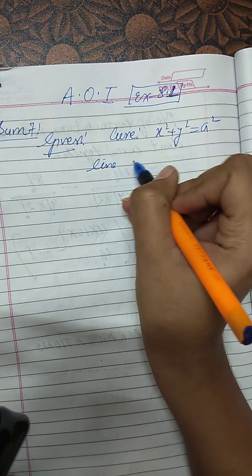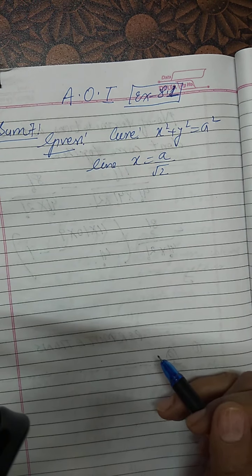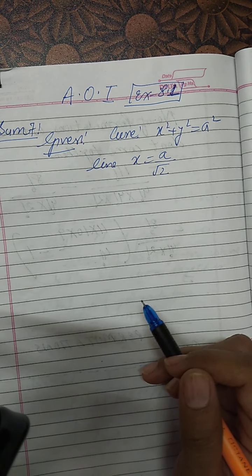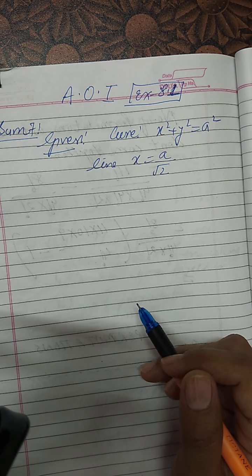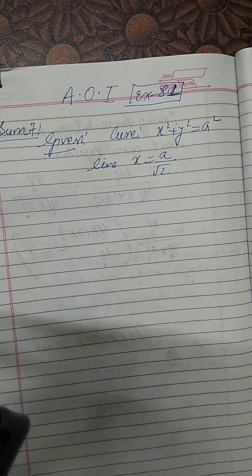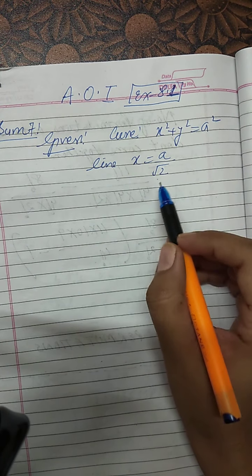So the line x equals a divided by root 2 is the line which will cut the circle, and we have to find the area. When the line cuts the circle, it will divide the circle into two parts. We have to find the area of the region which is smaller. Here the line x equals a by root 2 is given.